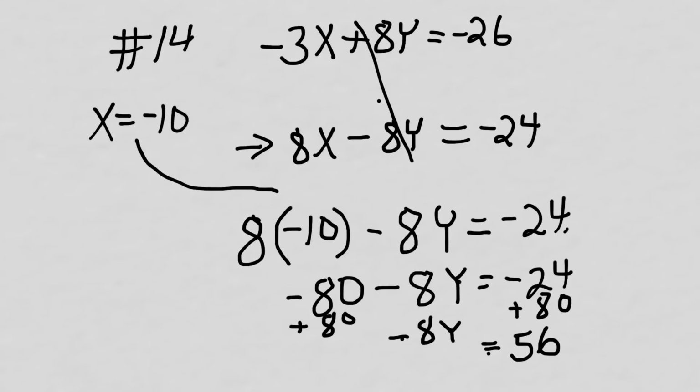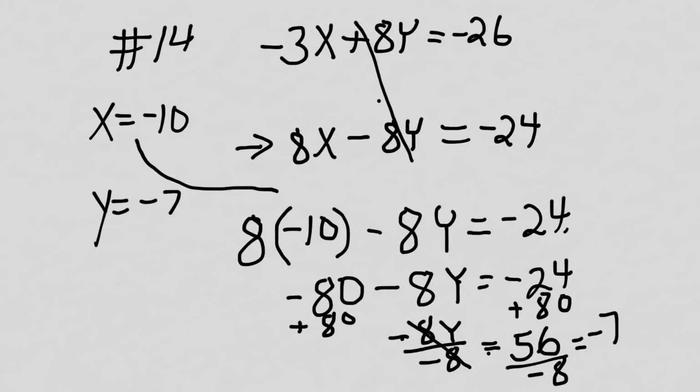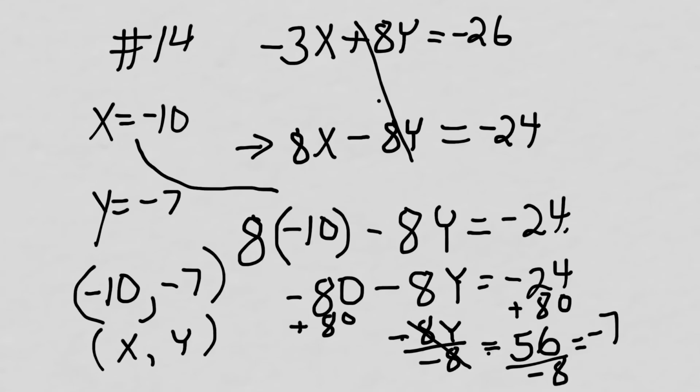All right. To solve for y, I divide both sides by -8. Okay. 56 divided by -8 gives me -7. So y equals -7. In a coordinate pair, that equals -10, -7, and I'm done.